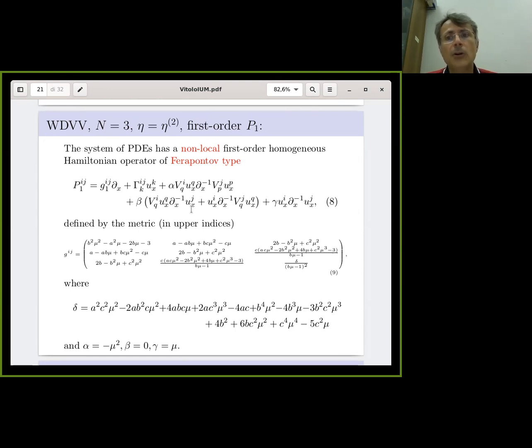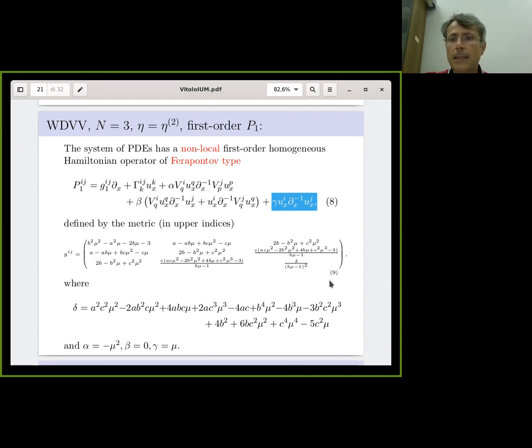Ferapontov studied non-local operators of more general type. The type was, well, you had a constant times u^j_x D^{-1} u^i_x, like the last bit of this operator. You see, the last summand. But then Ferapontov went ahead and proved that there are more general non-local operators than these. And they have very beautiful geometry. They are connected to the geometry of hypersurfaces in higher dimensional space.